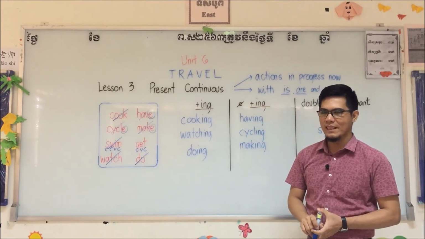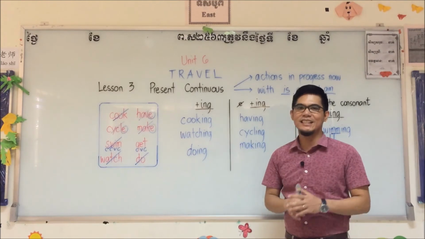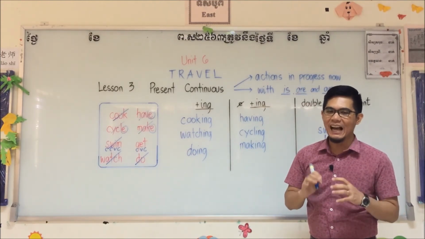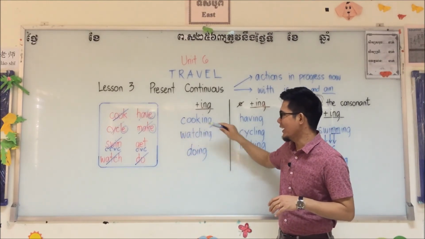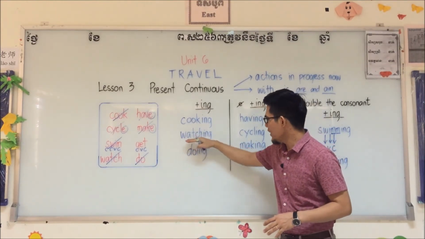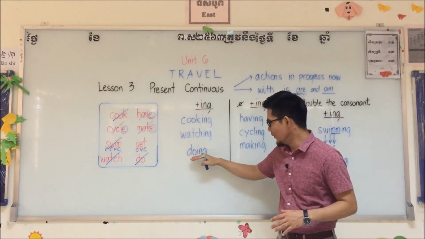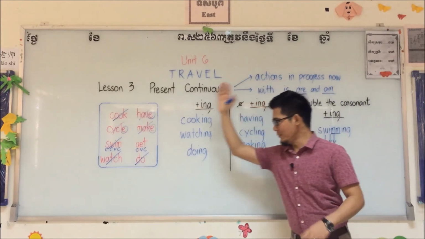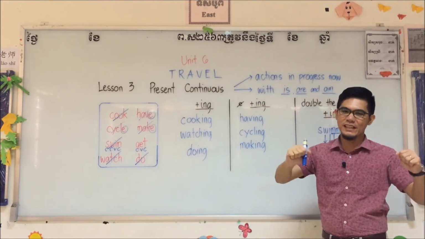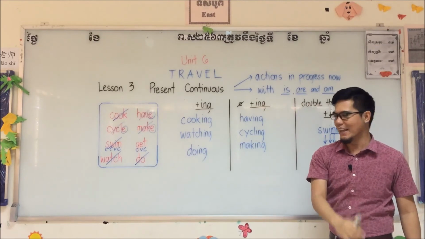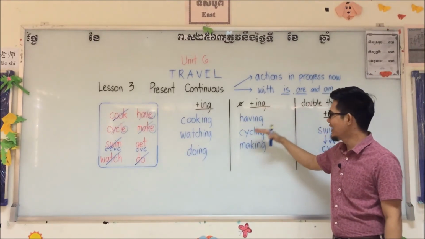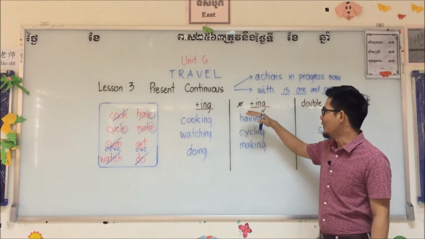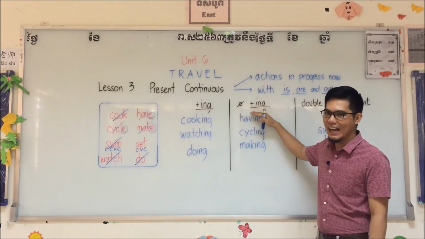Now, rule number 1, just add ing. Most verbs, just simply add ing. We got cooking, watching, doing. That's for rule number 1. Rule number 2, verbs that end with letter E, we remove the E and add ing. Now we've got having, cycling, making. Remove the E and then add ing.